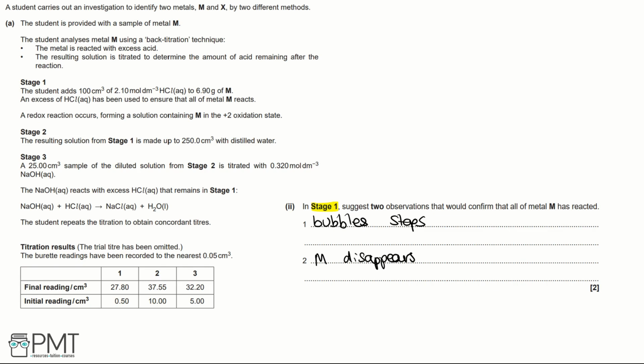So to get the 2 marks for this question, you get 1 mark for saying that the bubbles or the effervescence or the fizzing is going to stop. That's your first mark. And then your second mark comes from saying M, or the metal, disappears or dissolves.